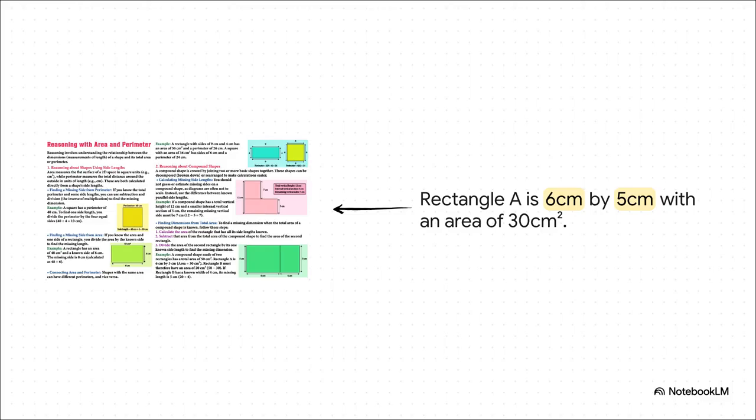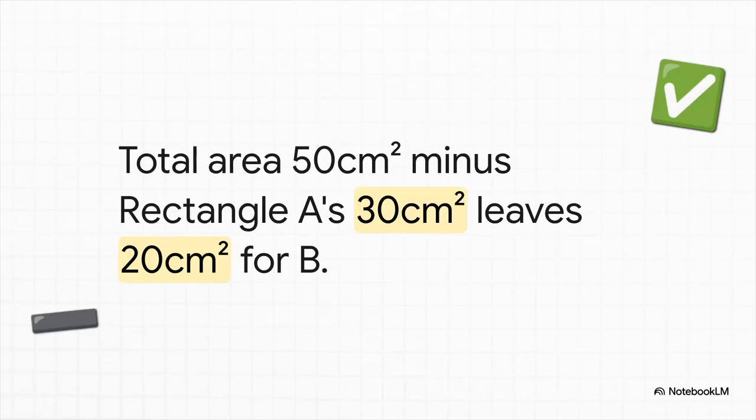6 times 5 equals 30. Next, subtract that 30 from our grand total of 50. That leaves 20 for rectangle B's area. Finally, divide rectangle B's area by its known 4 centimeter width. That reveals the missing 5 centimeter length.